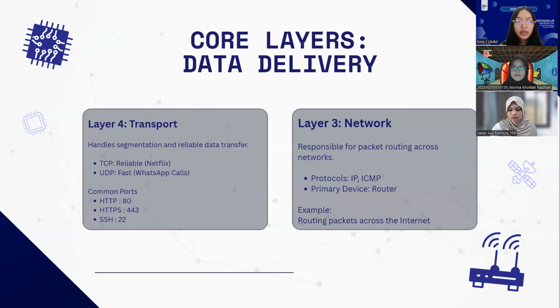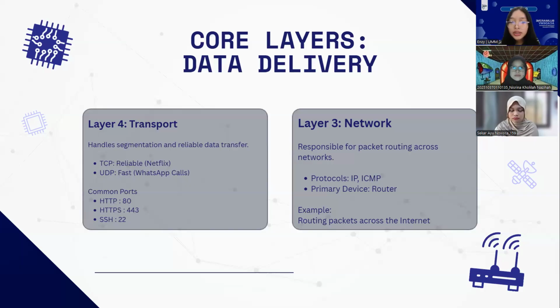And then the common ports are HTTP and HTTPS, and the last one is SSH. And then the next layer is the network layer. This layer uses IP addresses to determine the best route for data to travel across networks.